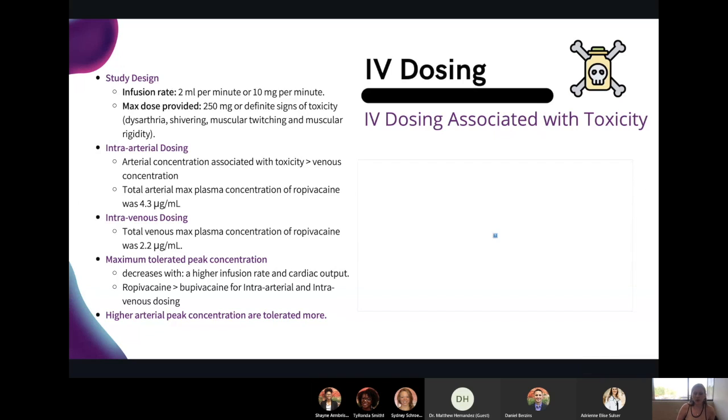This study here compares intraarterial versus intravenous toxicity. I wish this had loaded here. I'm sorry about that.